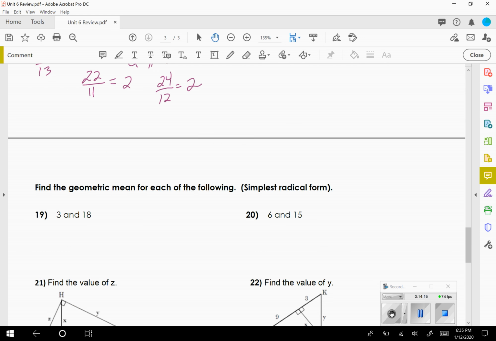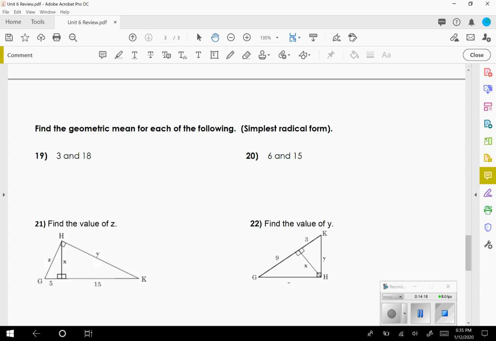All right, question 19. All right, geometric mean. Remember, just set up your 2 proportions here, put your x's on the diagonals, and get 3, and then 18. So you do your cross products here. X times x is x squared. And then 18 times 3, that's 54. Okay, and so now we just have to take the square root. So x is equal to the square root of 54.